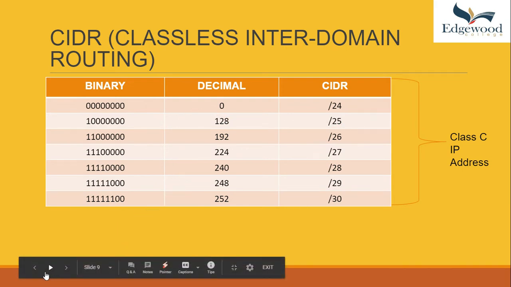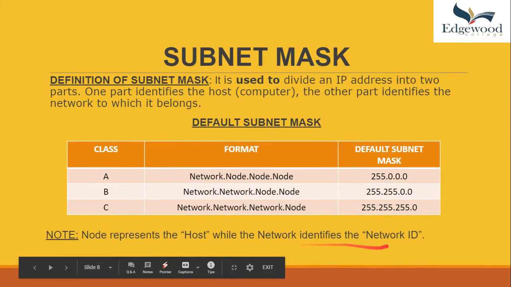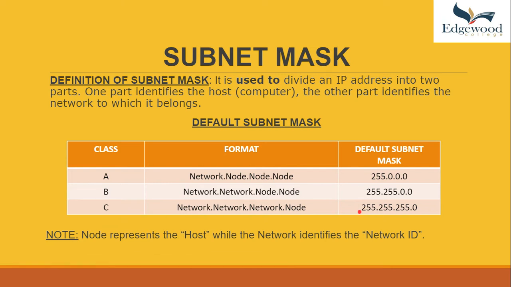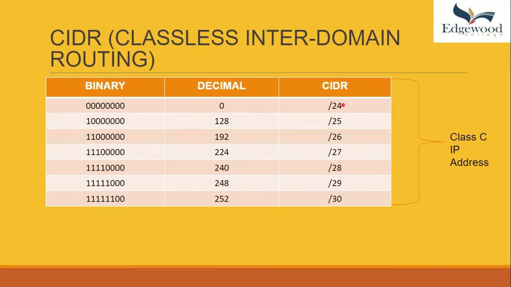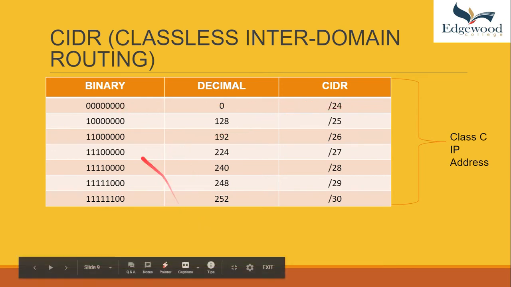Let's go back to our previous slide. If you look at this class C, 255.255.255. How do we get this 255? It means we added 1 plus 2 plus 4 plus 8 plus 16 plus 32 plus 64 and 128, which will give us this 255. It will still give us this 255 and still give us this 255. Do you get it now? So that was why we get the slash what? This one for this 0, we get slash what? 24. Because if you look at it, let's go back to the previous slide again.